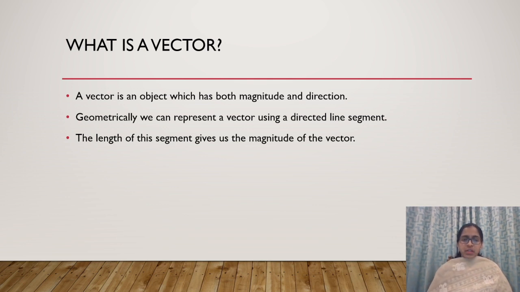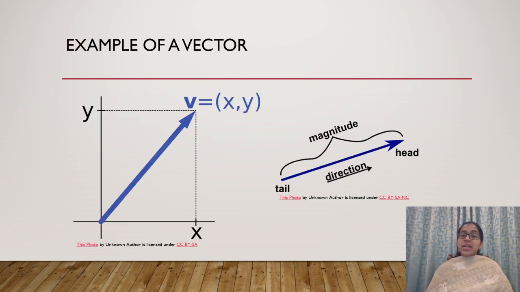So, what is a vector? A vector is basically an object which has both magnitude and direction. Geometrically, we can represent a vector using a directed line segment, and the magnitude of this vector will be the length of that particular line segment. So, a vector is an object which has two components, that is the direction and its magnitude, and it is represented by v equal to x comma y.